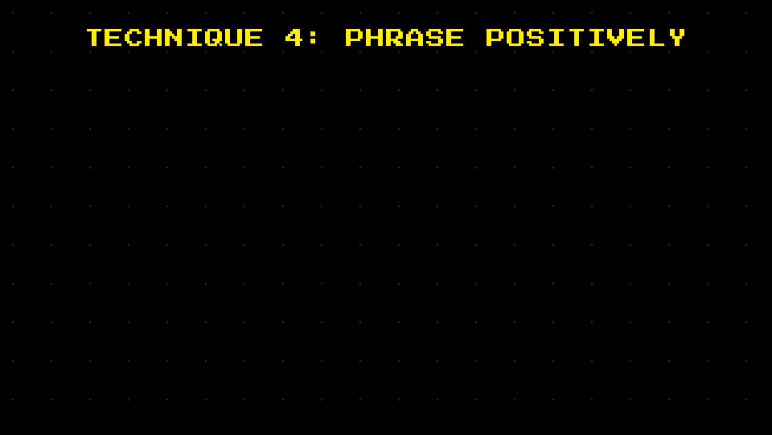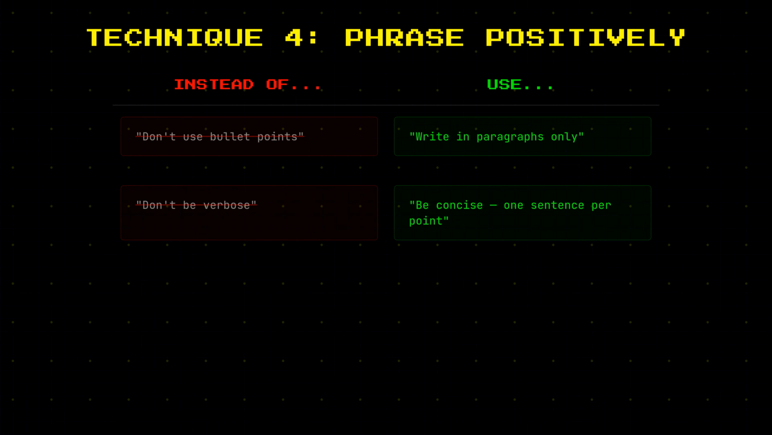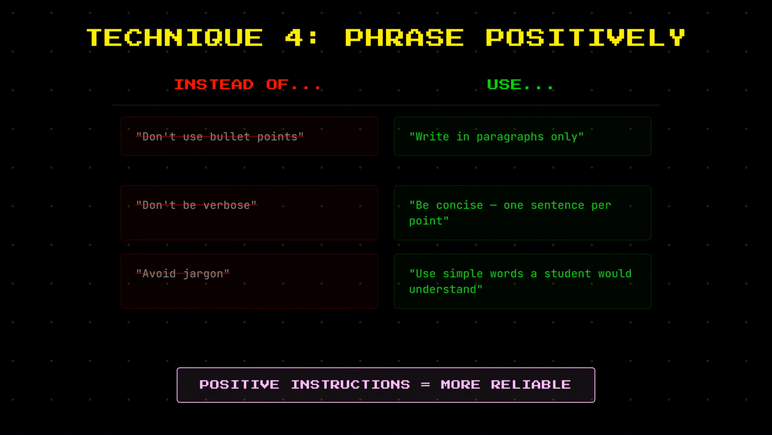We already saw the "don't use bullet points" example. Here's the pattern more broadly. Left column, the negative version. Right column, the positive rewrite. "Don't be verbose" becomes "be concise, 1 sentence per point." "Avoid jargon" becomes "use simple words a high school student would understand." Every one of those rewrites is more reliable than the version it replaces. The model handles positive instructions more reliably. We'll see exactly why in section 4.